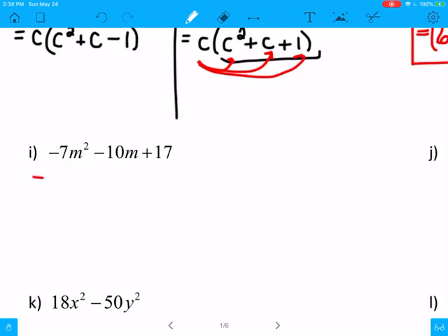So I can go negative 1. And then if I take a negative 1 out, it just changes the signs of all three terms. So I'm going to get a positive 7m squared plus 10m minus 17.